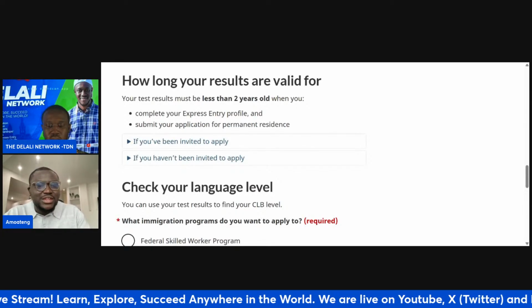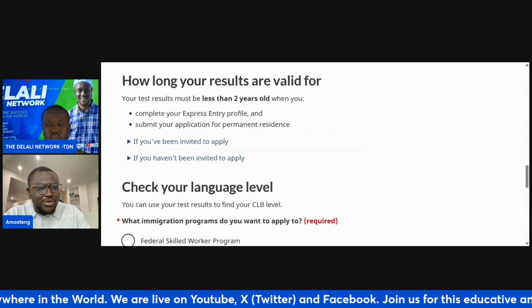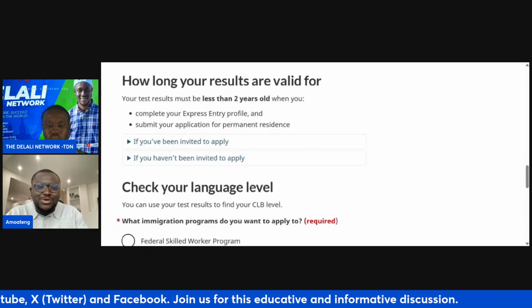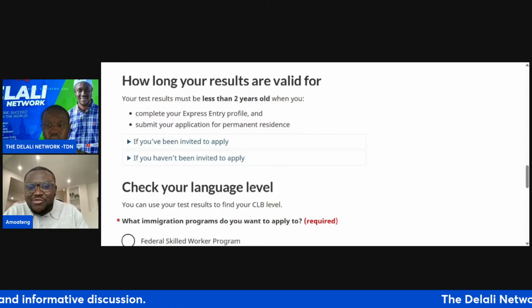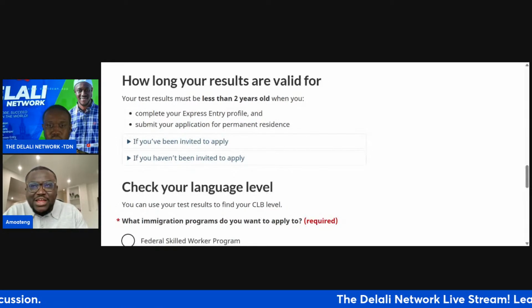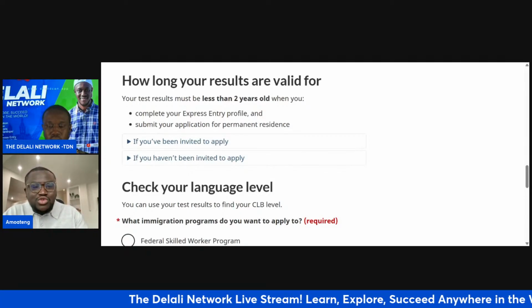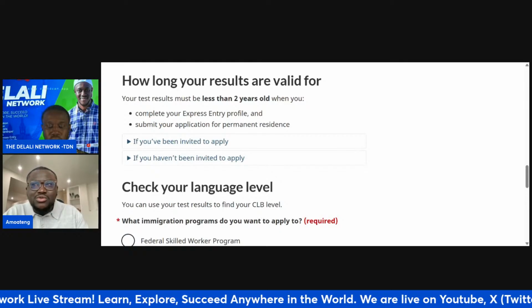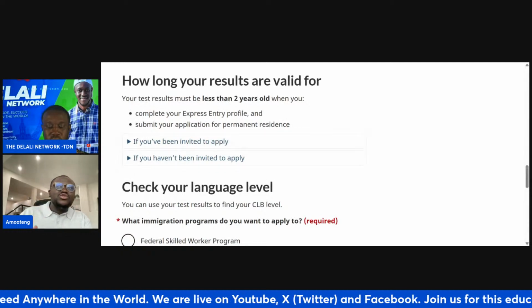Now, if you came to Canada as an international student and then you wrote your CELPIP, whatever, you may not yet have Canadian experience because you came as a student. So even if you do it that early, by the time you are ready, it may have expired. I'm using the word may. For me, I would advise that when you are about to graduate, you can write it.